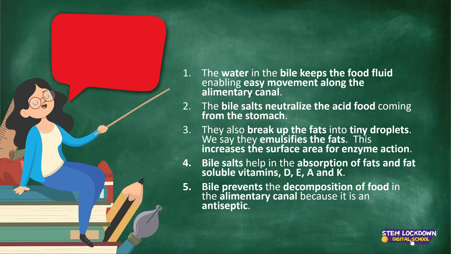The water in the bile keeps the food fluid, enabling easy movement along the alimentary canal. Remember, we said that once the bile is secreted into the duodenum, it makes your food thin and watery, okay? So the bile salts neutralize the acidic food. It's very important to note, coming in from the stomach. They also break up fats. Remember, we spoke about how bile salts act as a detergent, right? They break up fats into tiny droplets, and we say they emulsify fats, and this increases surface area for enzyme action.